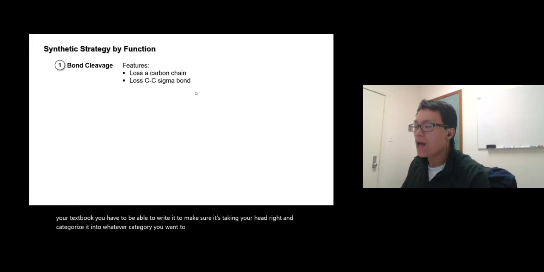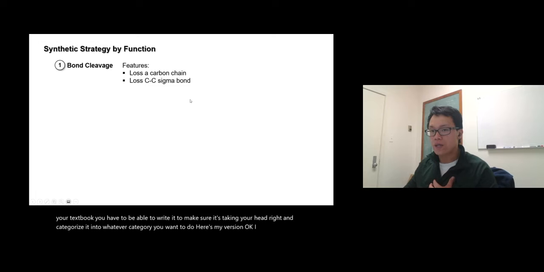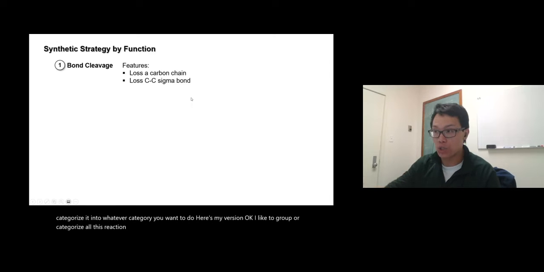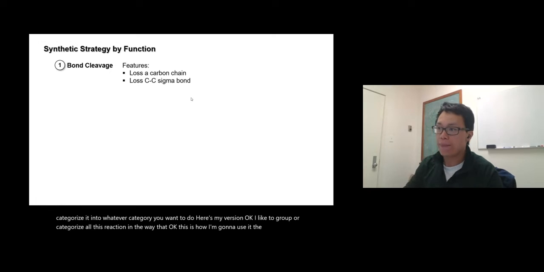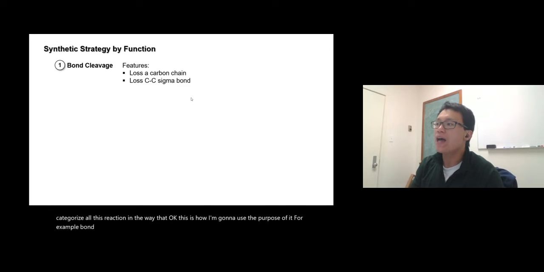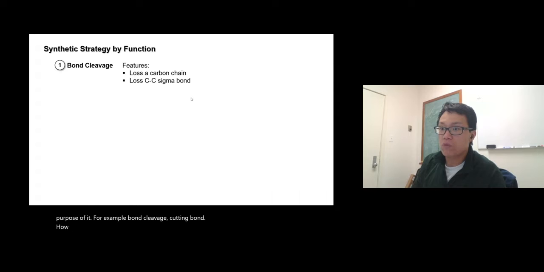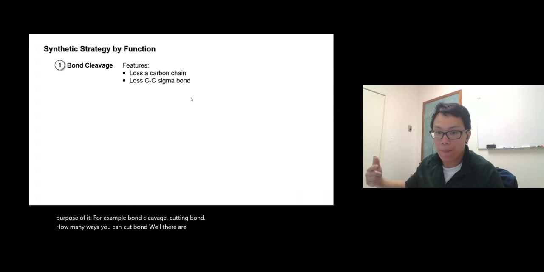Here's my version. I like to group or categorize all these reactions by how I'm going to use them, the purpose of each. For example, bond cleavage, cutting bonds. How many ways can you cut a bond? Well, there are a few ways. These have to come to mind.